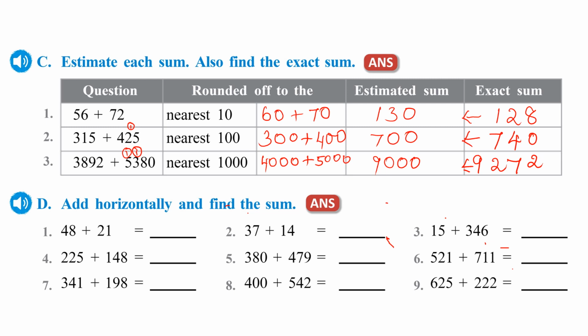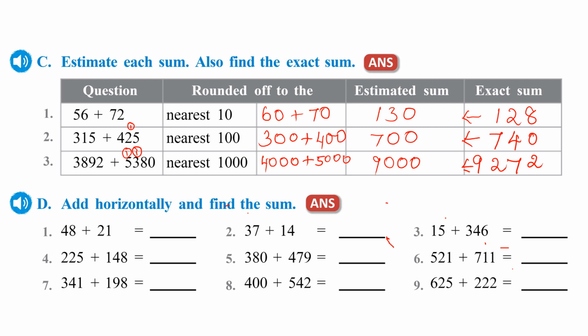Add horizontally and find the sum. I'll pick up some random sums. I'll do all the other sums. You can do it at home for your practice, right? I'll do the first sum. First sum is add horizontally.